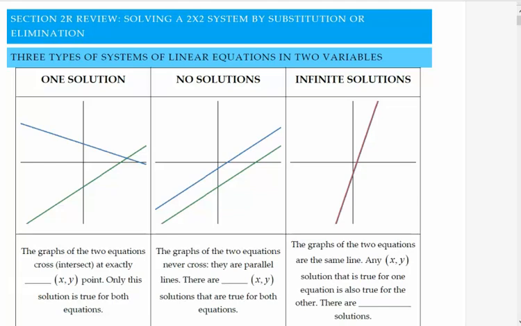Okay, good question. So in Module 2, we are going to be talking about systems of linear equations. And with systems of linear equations, there are three types of systems that can happen when we graph two lines on the same grid.